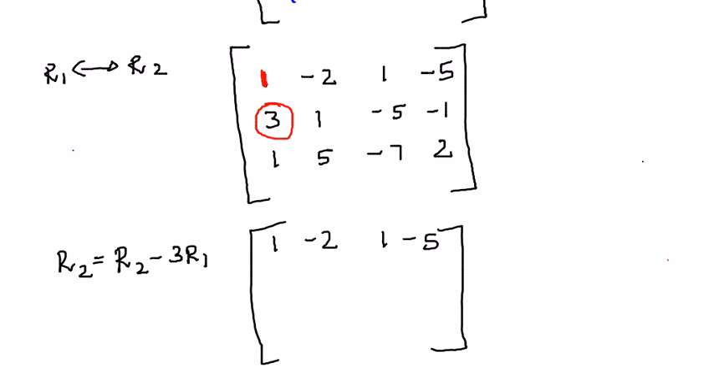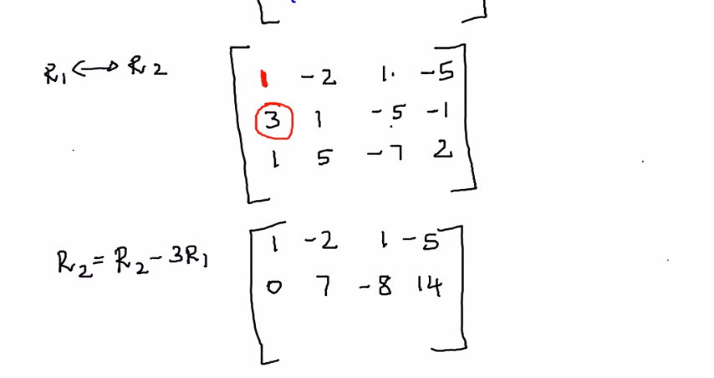So 3 minus 1 into 3 becomes 0. 1 minus of minus 6, that is 1 plus 6, so it becomes 7. Minus 5 minus 3, so it becomes minus 8. And minus 1 minus of minus 3 into minus 5, which is plus 15, so minus 1 plus 15 is 14.